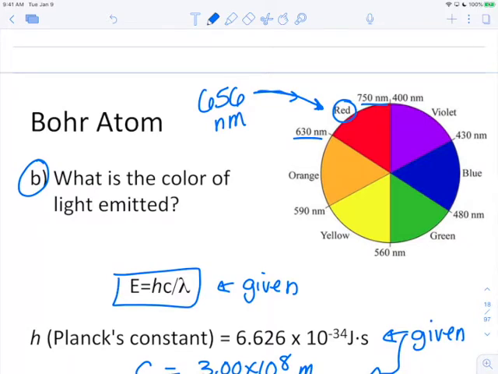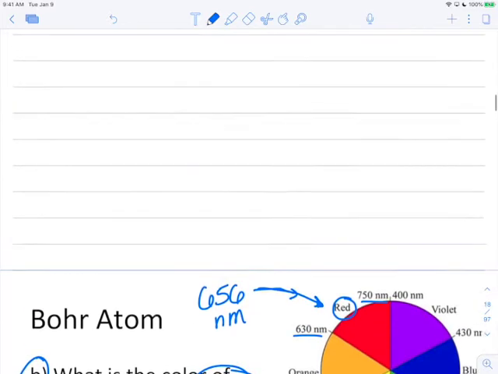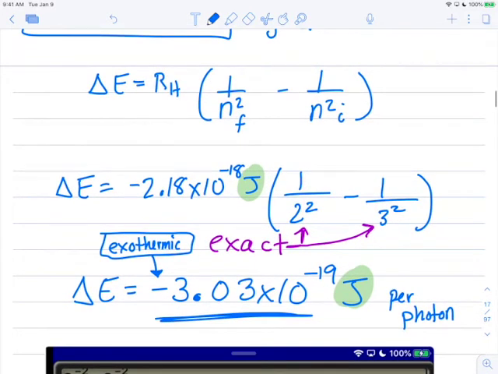All right, so what color is omitted? And it is red. All right, questions about anything we did here or in the previous problem where we found our energy?